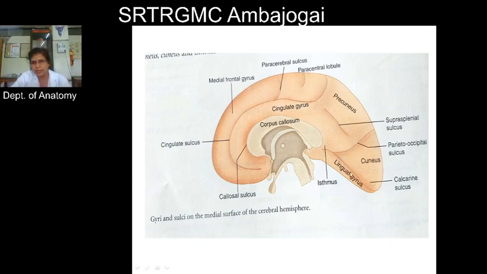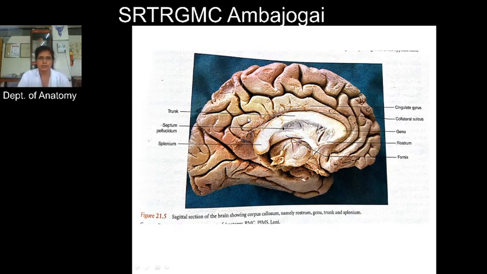Then on the posterior aspect of this medial surface, there is a sulcus called the calcarine sulcus, and the area between the parieto-occipital sulcus and the calcarine sulcus is called the cuneus. It is a triangular area present between these two sulci, and this one is the lingual gyrus, which also extends onto the inferior surface. So these are the sulci and gyri on the medial surface. Now this photograph shows the sulci and gyri on the medial surface.